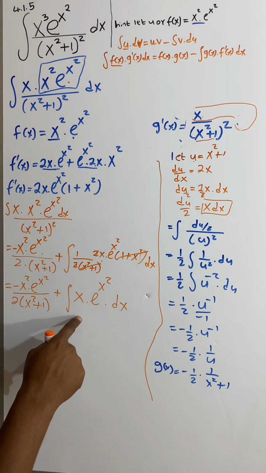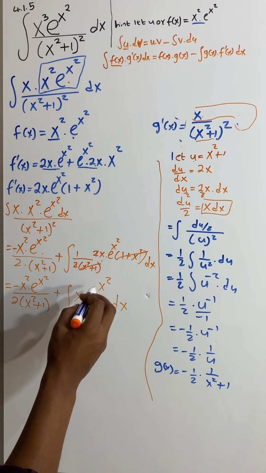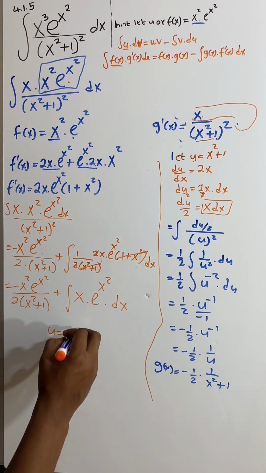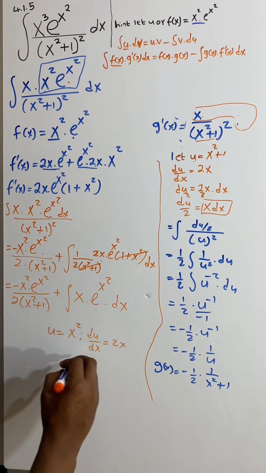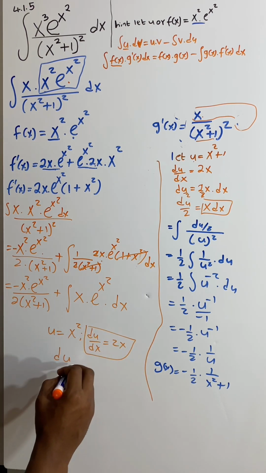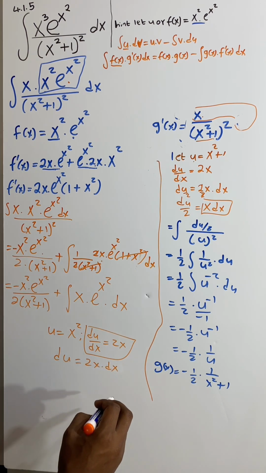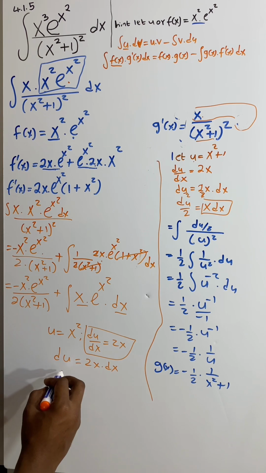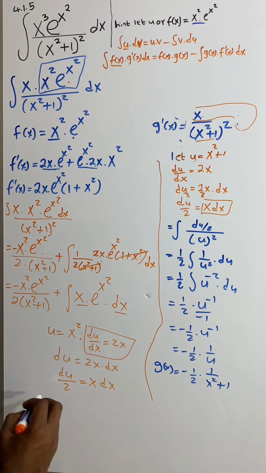And from here we have to use the substitution method or integration by parts. But let's use the substitution method where we let u equal that x squared. du over dx will be equal to 2x. We multiply both sides by dx, so we'll have du equals 2x dx, and we have x dx without the 2, so let's divide both sides by 2, so we'll have du over 2 equals x dx.